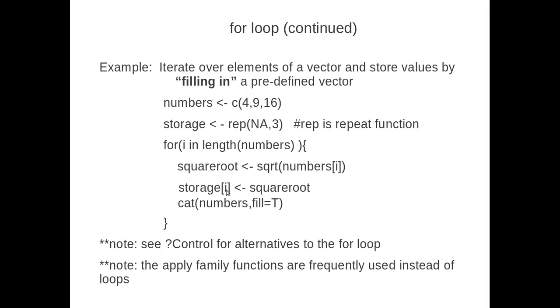What we do is we assign to the position i, which is 1, 2, or 3, depending on the time through the loop, the square root, which is the value we're calculating for each of these numbers. So we're using i here to both index the numbers vector and also assign to the storage vector, which is predefined in its length. This is what we call filling in. So in the first time through the loop, we'll overwrite the first NA in this storage vector. We're going to overwrite it.